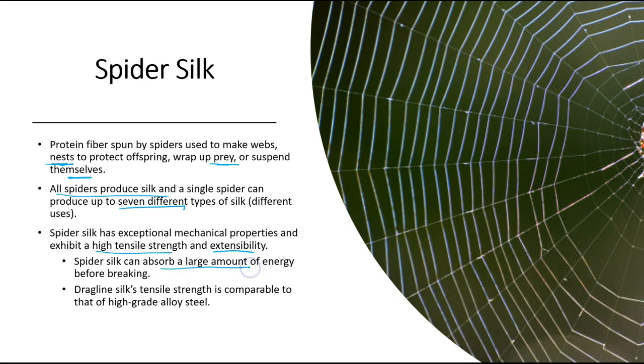Okay, it absorbs large amounts of energy before breaking, and dragline silk, which is the type of spider silk that can actually suspend a spider and move a spider, is very, very comparable to high-grade alloy steel. So the fact that we can move very heavy materials with the use of a crane, let's say, with high-grade alloy steel cabling, spiders could do the same exact thing with their particular dragline silk. So, a very awesome form of protein.